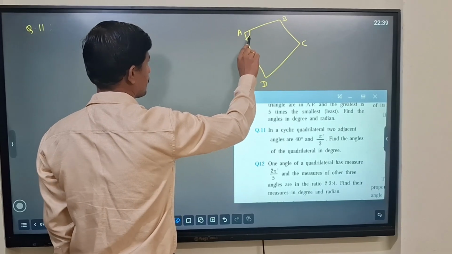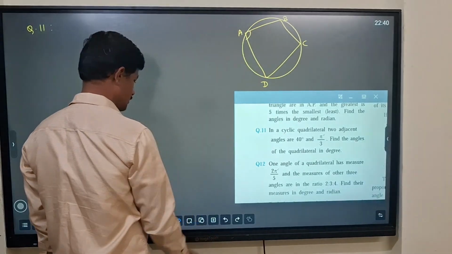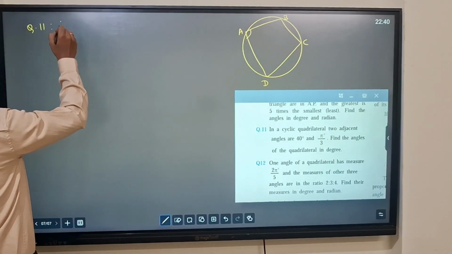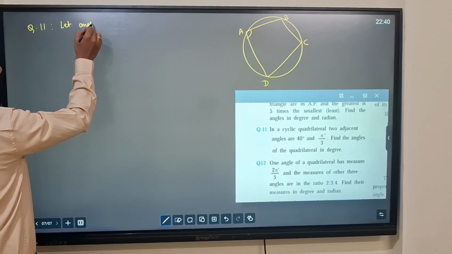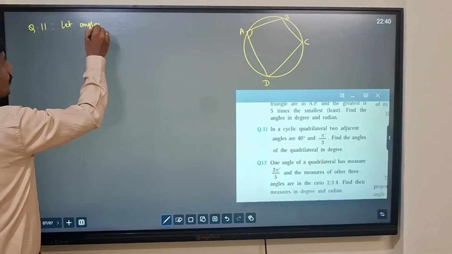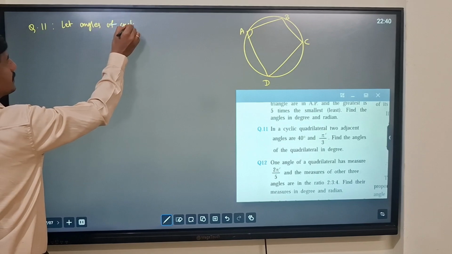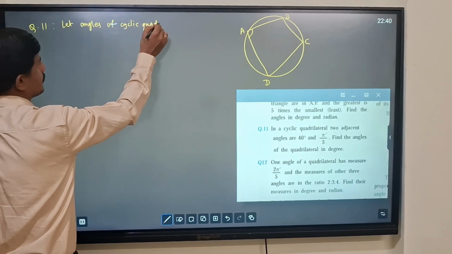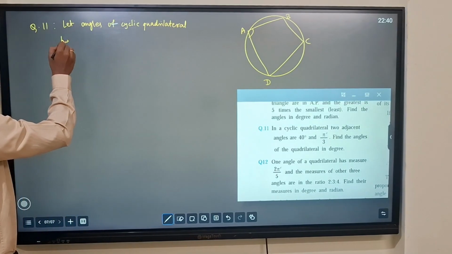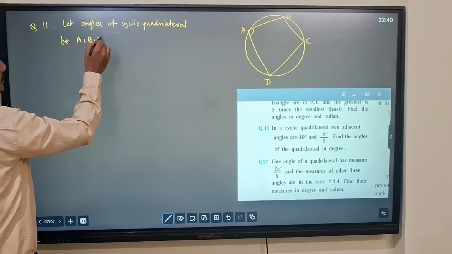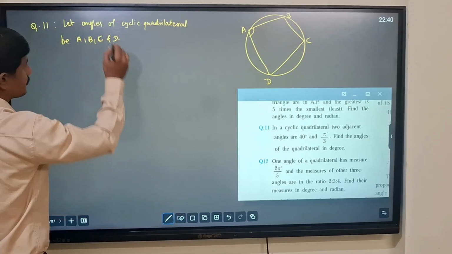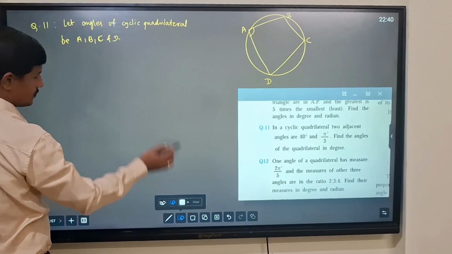Okay, that's all right. Okay, now see, let the angles of the cyclic quadrilateral be A, B, C, and D. Okay, what is the problem?